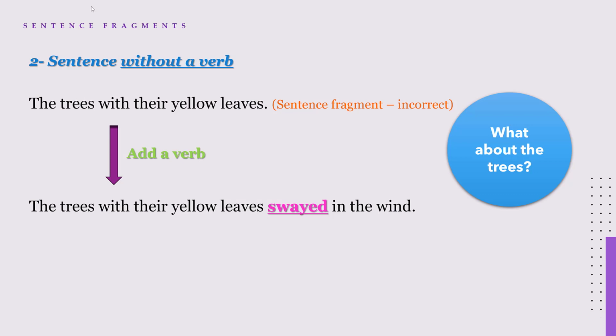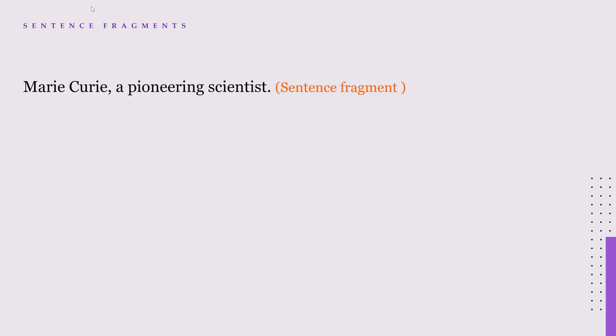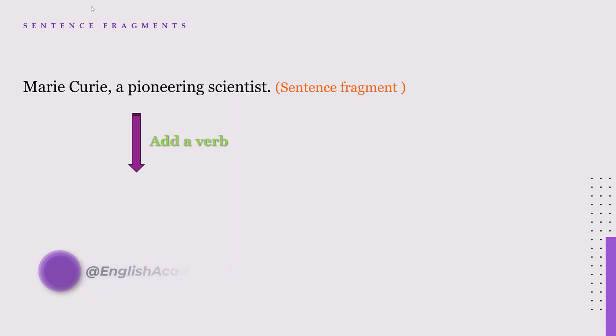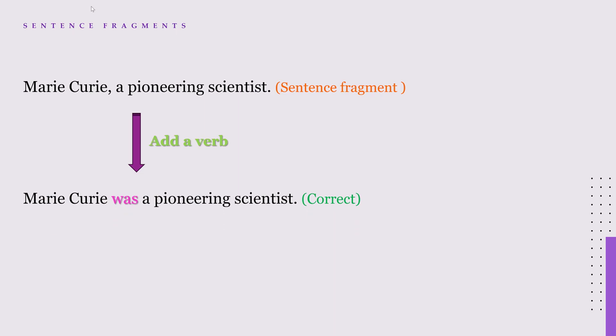Let's move on to another example. "Marie Curie, a pioneering scientist." In this sentence, the error is a sentence fragment. What is missing? Yes, the verb is missing. You can form a simple and complete sentence with correct grammar by adding a verb after the subject. So the correct sentence is, "Marie Curie was a pioneering scientist."